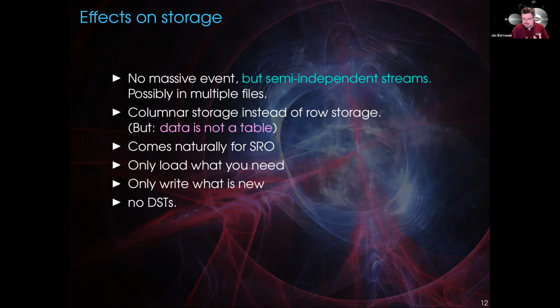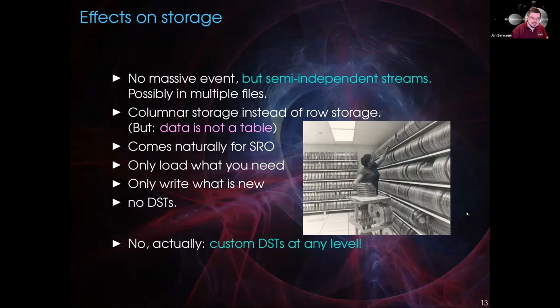This also kind of obliterates the need for data summary tapes, because these are just a different selection of these streams. So instead of having no DSTs, you actually have custom DSTs at any level, because every process can specify, I need this, this, and this as input, which, if it's always the same, can be easily cached, right? And distributed without having everything. You only need that. But you can be very granular on what channels you actually need.